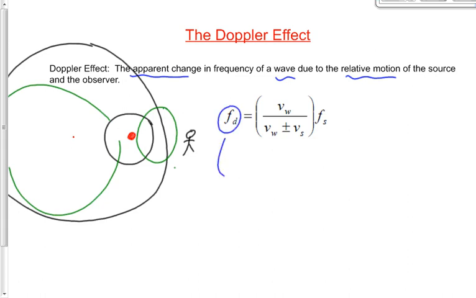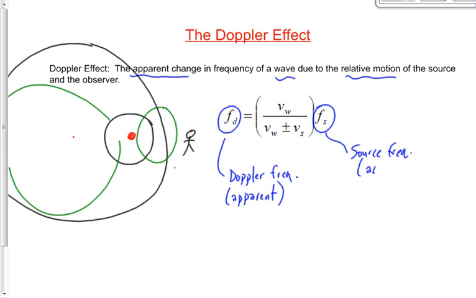FD is going to stand for the Doppler frequency. The Doppler frequency is the apparent frequency. That's not the actual frequency. That's the perceived frequency, the frequency that you hear, if it's sound waves, that is. The frequency that you think you're hearing, as opposed to FS, which is the frequency of the source. And of course, the frequency of the source is the actual frequency, the real frequency, the frequency that's actually being produced, which doesn't really change, but appears to change.